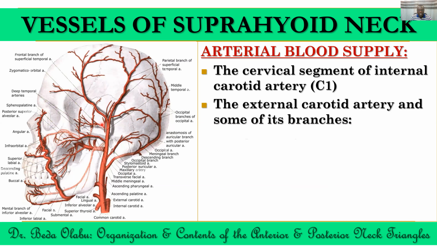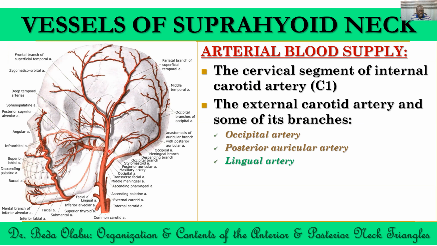Some of these branches, the occipital artery goes to the posterior scalp. Posterior auricular artery also goes to the posterior scalp. So these ones are posterior branches of the external carotid artery. They go to the posterior scalp. Lingual artery is the second anterior branch of the external carotid artery. It goes to the tongue.